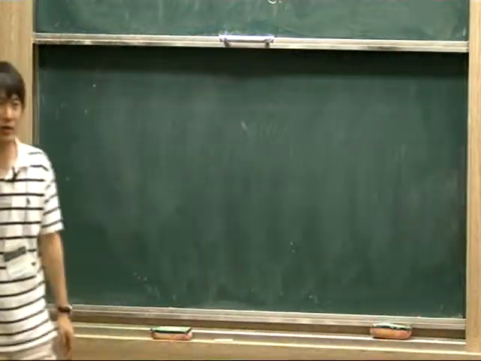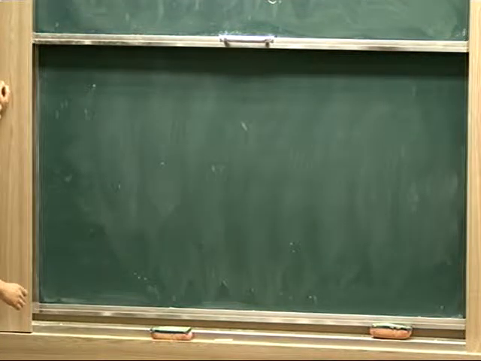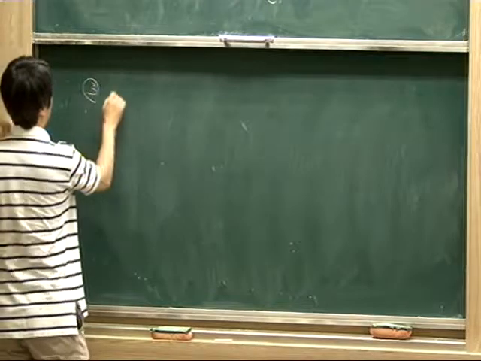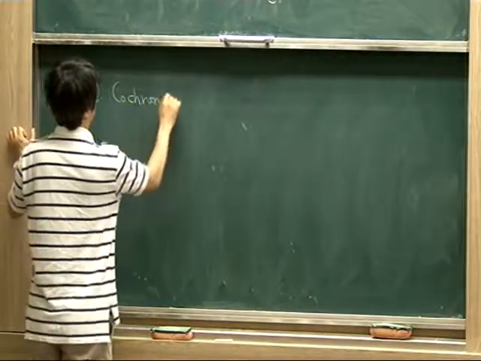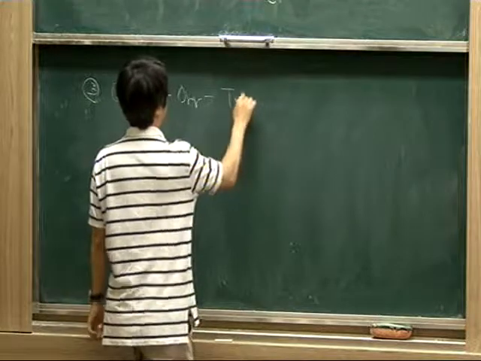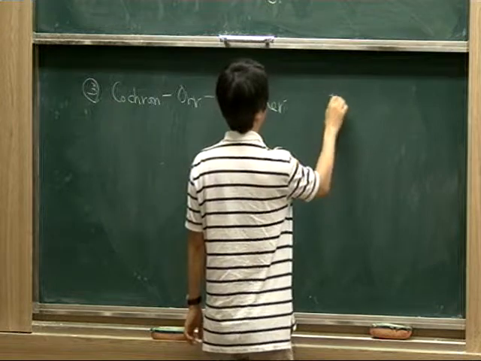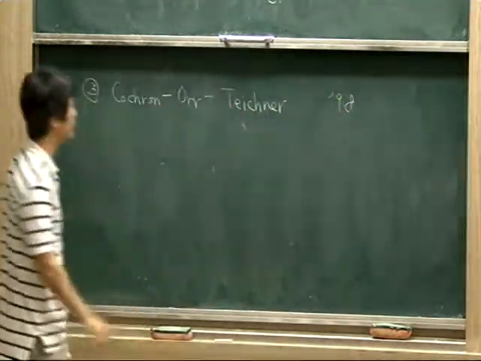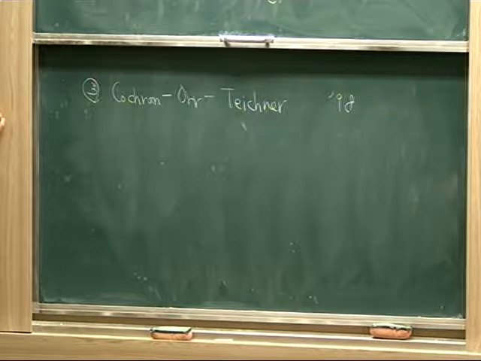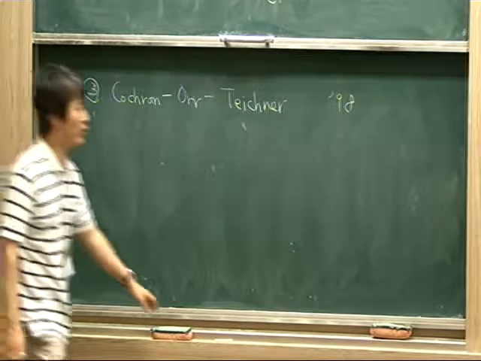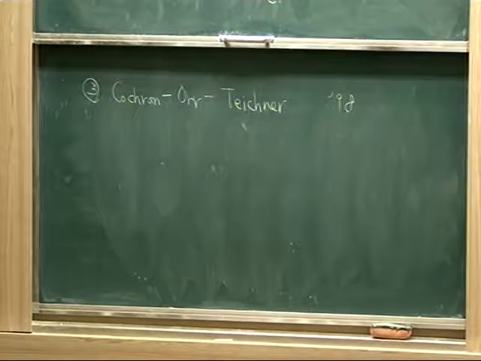The last concordance invariants I'm going to talk about are Cochran-Orr-Teichner's von Neumann rho invariants. So the third one is Cochran-Orr-Teichner's invariants, which were obtained around maybe 98. I need more space for the invariants, so let me move on to the next board and I will write some diagram here.